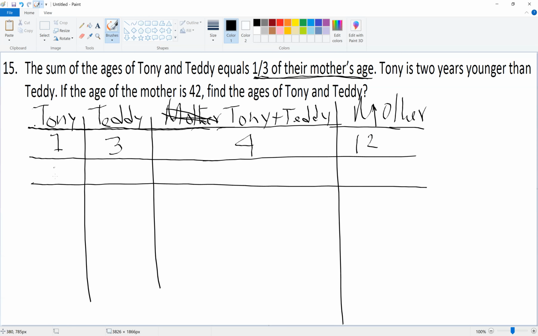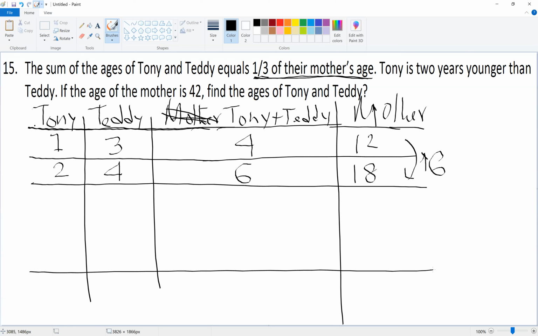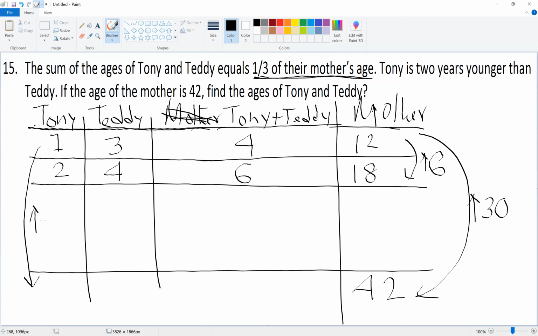Let's start with the next number. Tony is 2. How much is Teddy? 4. What is the sum? 6. So what would be mother? 18. Did you see what happened? How much did it go up by? 6. What is my goal? 42. So how much does it have to go up by? 30. How many 6 are there in 30? 5. So whatever we are doing, we have to do 5 times.